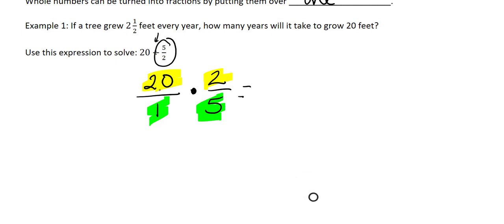But before we do that, we notice we have a 20 and a 5. Well, this 5 divided by 5 is 1. 20 divided by 5 is 4. So now we have 4 times 2. Well, that's 8. 1 times 1 is 1. So what do we get? We get 8.